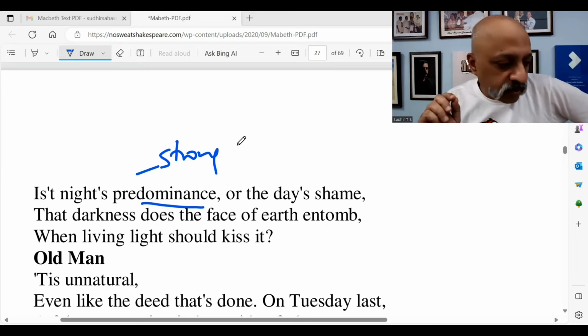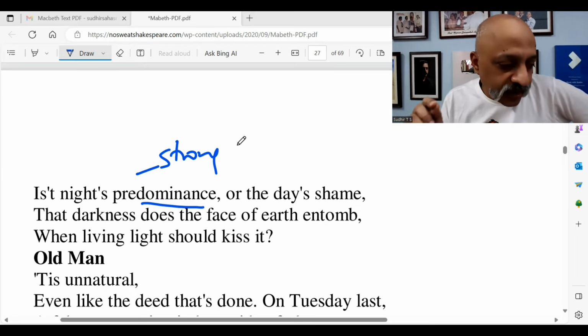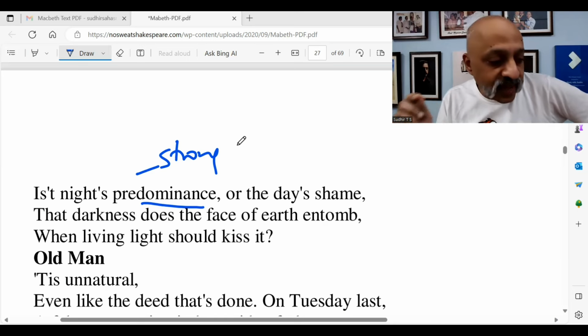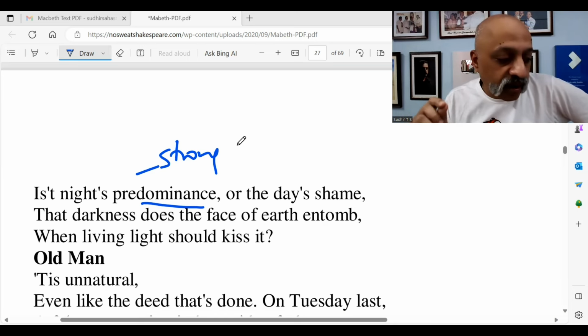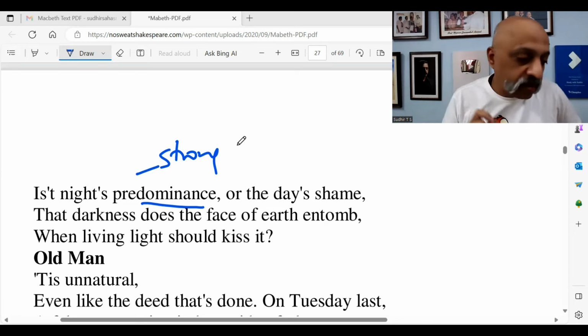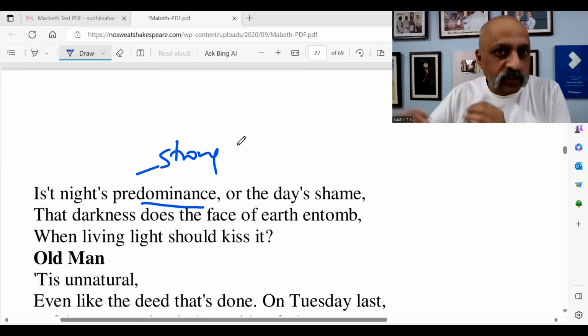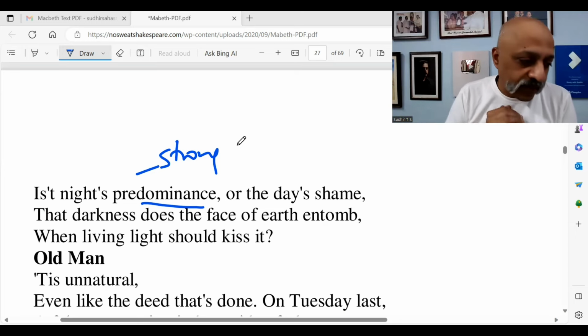So he's talking about the fact that is it because the night is so strong and powerful than day, or is it because that the day is hiding its face in shame, that darkness is covering the earth like a tomb at a time when light should actually kiss it? I repeat, is it because, and I'm deliberately putting it in English taki aap notes le sakein, because iska fayda hoga aapko apne exam mein.